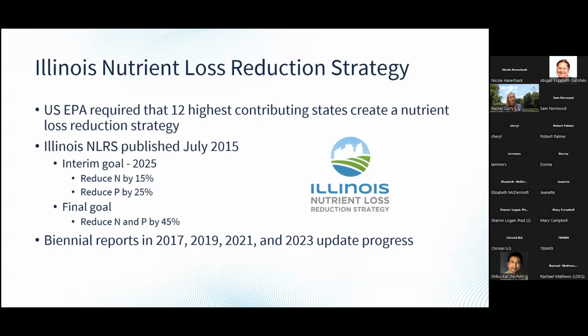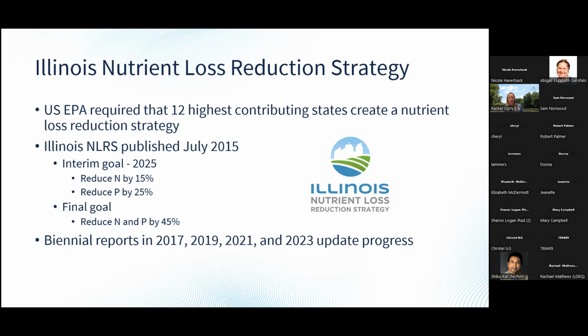So that brings us to the Illinois Nutrient Loss Reduction Strategy. And so the U.S. EPA tasked the 12 highest contributing states that drain into the Mississippi River to create plans on how each one of their states is going to reduce nutrient loss. The Illinois plan was released in July of 2015 and addresses nutrient loads from 3 different sources. We have our point sources, our urban stormwater, and non-point sources, which are typically agriculture.